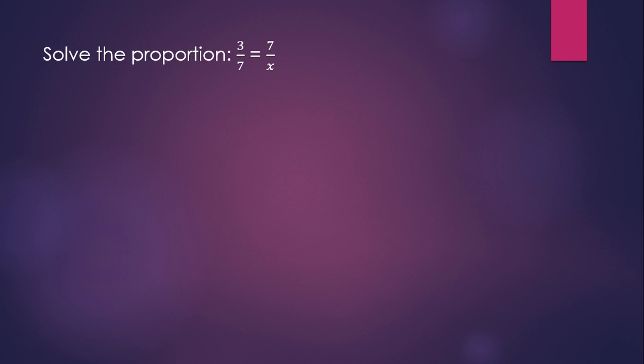Solve the proportion 3/7 equals 7/x. If we cross multiply and solve, we have x equals 49/3, which we could also write as 16 1/3.